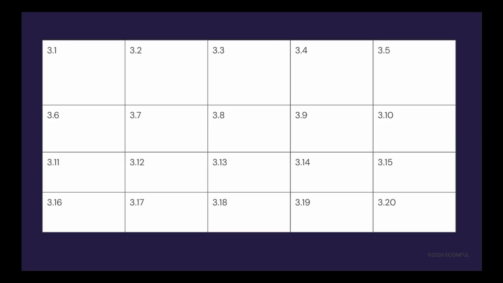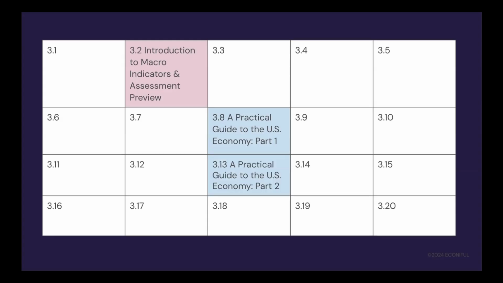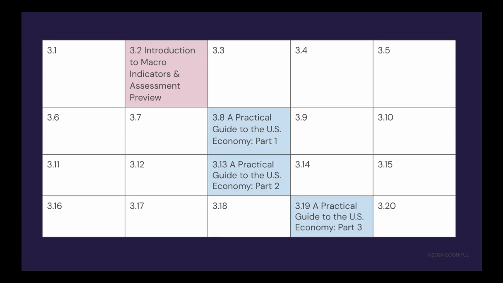So to zoom out a little bit, we've got 20 lessons in Unit 3, and this is lesson 3.2. And then we've got 4 parts to the assessment spread out throughout the unit. So part 1, and then part 2, and then parts 3 and 4 come at the end of the unit. So we'll get more into that in the overview, but I just wanted to zoom out and show you where we're headed.